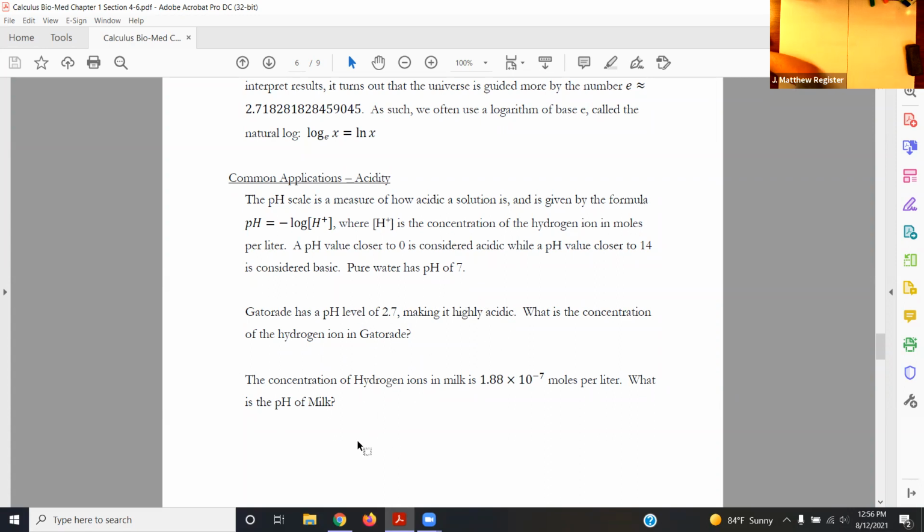These two questions are just asking you to figure out the concentration of hydrogen in Gatorade or what is the pH of milk. And really all you're doing is you're just plugging these into the formula. If Gatorade has a pH level of 2.7, you plug the 2.7 in for the pH, and then you can figure out what the concentration of H plus is. If we know the concentration of hydrogen is 1.88 times 10 to the negative 7 moles per liter, we can take that and plug that in here, and then we can solve for the pH. And so I'll let you guys play with that one if you want to.